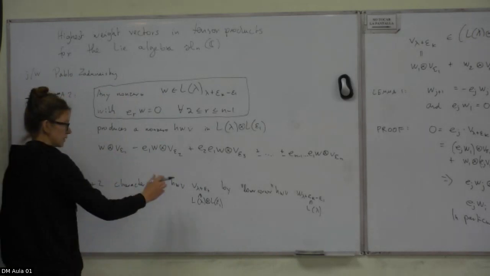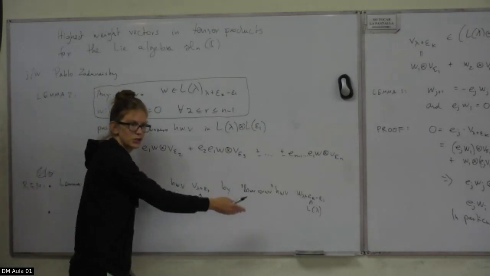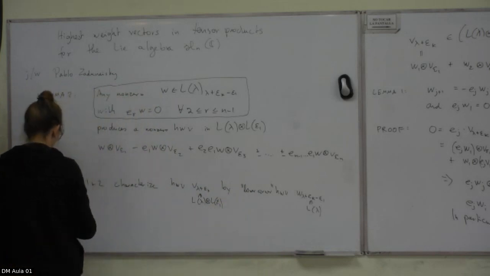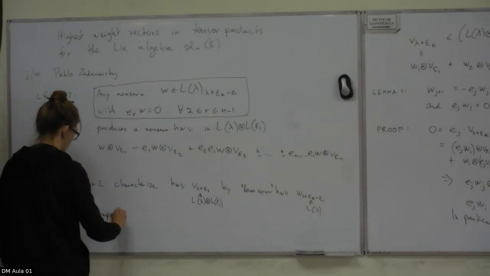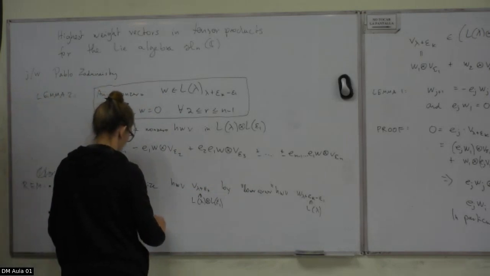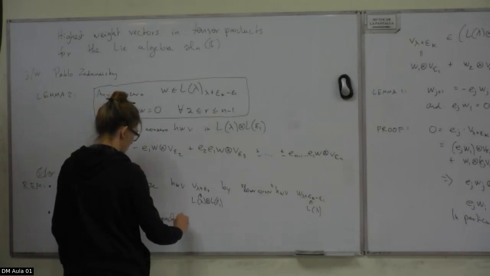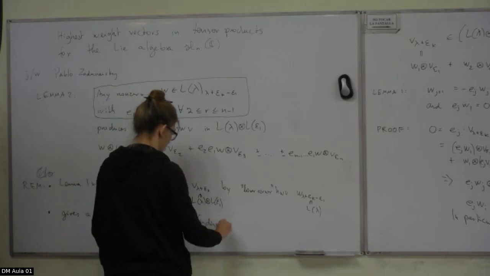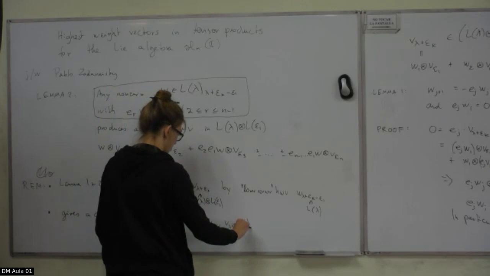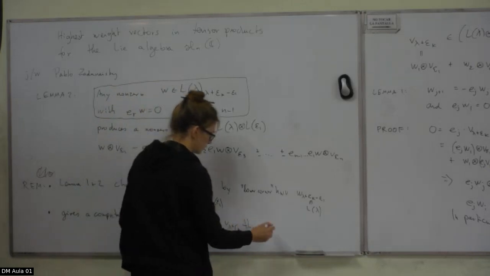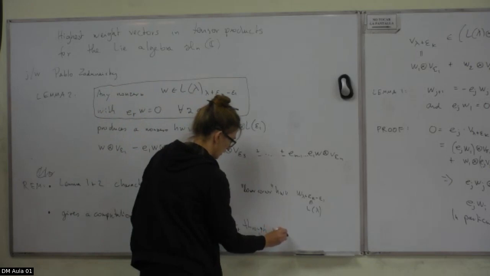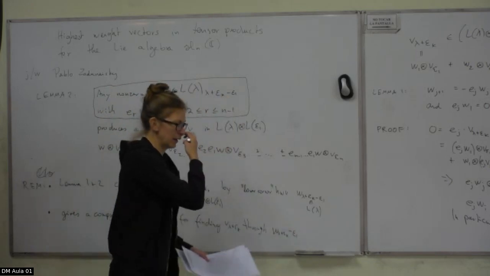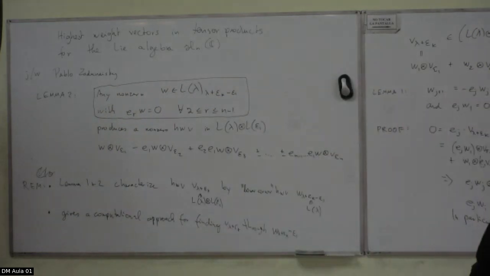This is actually not only a nice observation that it has this shape, but it really instructs how to compute it. So it gives a computational approach for finding the v_{lambda plus epsilon_k} through w_{lambda plus epsilon_k minus epsilon_1}. And this would be what I would turn out to.